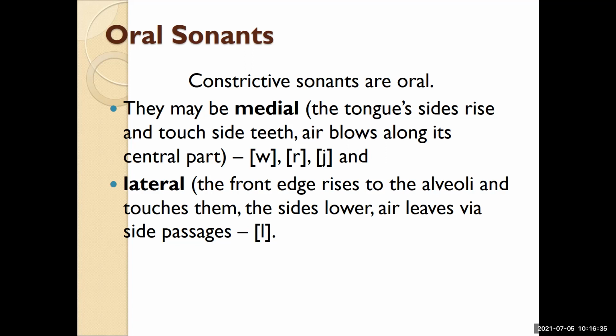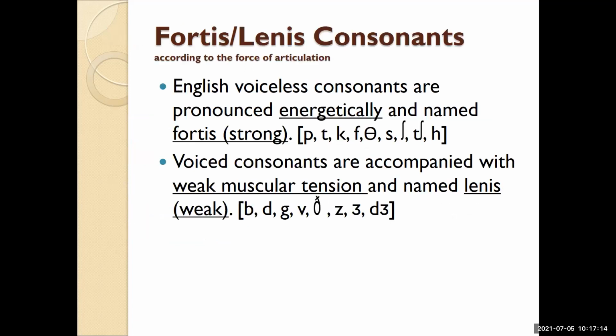Now, oral sonants: medial sonorants and lateral sonorants. And we have three medials, w, r, y. They are medial because the tongue sides rise and touch the side teeth, and air blows along its central part. And lateral: the front edge rises to the alveolar ridge and touches it. The sides lower, air leaves through their sides, and there is one lateral sonorant in the English language, it's l.